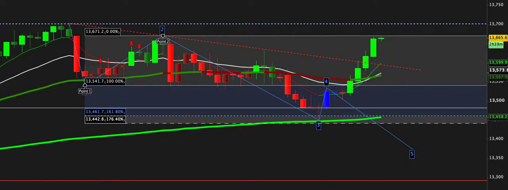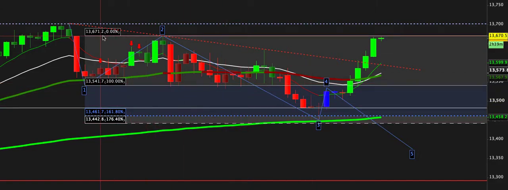Then we go on to wave 4. With wave 4, you'll often see some sort of corrective pullback. And this is typically around 38.2% of wave 3.